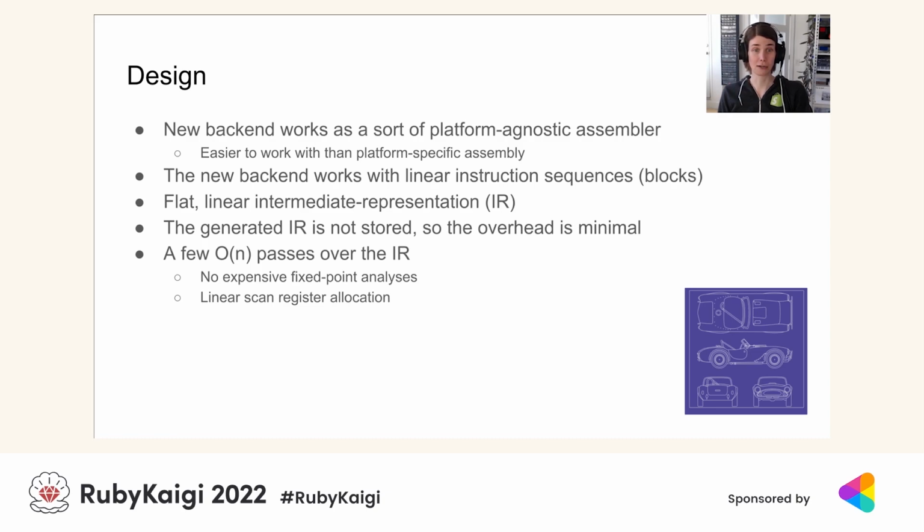The generated IR is not stored in memory, and so the memory overhead is minimal. That is, we generate IR, but we don't store it after we've compiled it into machine code. And for the compilation process, we do a few O(n) passes over the IR, but there's no expensive fixed point analyses. And we use simple register allocation using linear scan, which is fairly fast.